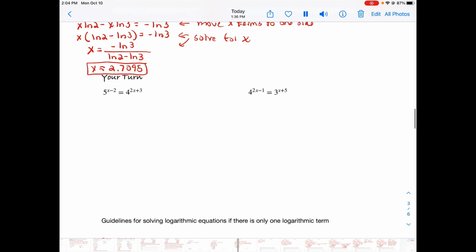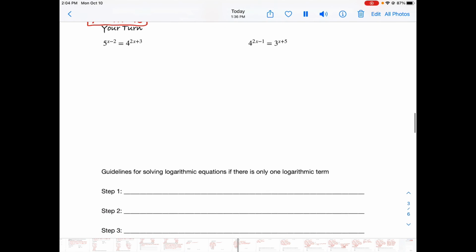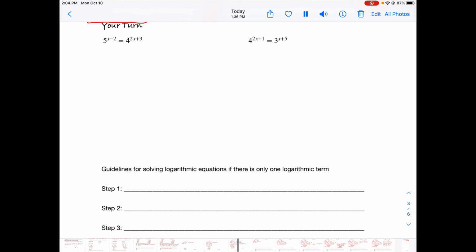Okay, now it's your turn. I want you to try this next problem. Okay, I have two exponential terms. I do not have the same base, so I'm going to hit it with a log. Last time I hit it with the natural log, so I'm going to hit it with the common log. You can choose whichever one you want. It's just a personal preference.